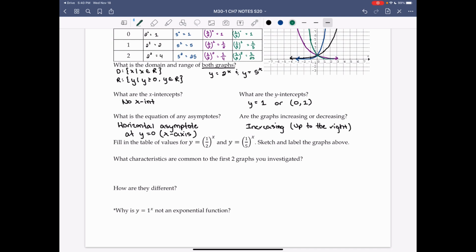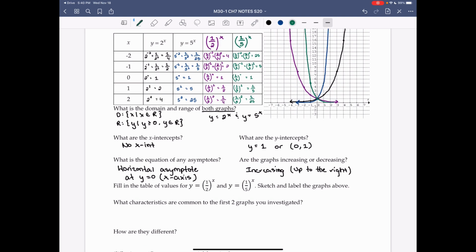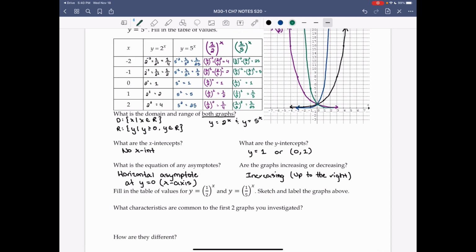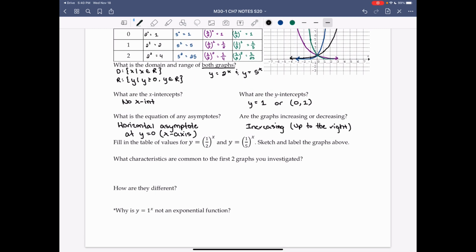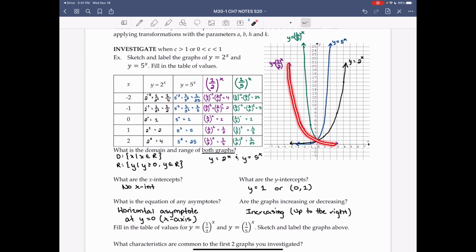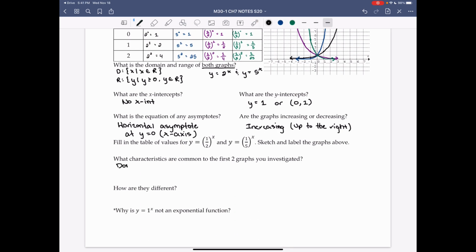What characteristics are common to the first two graphs you investigated? So with the last two, the 1 over 2 to the power of x and 1 over 5 to the power of x, what in those graphs is the same as 2 to the power of x and 5 to the power of x? If we look at the domain and range, the domain and range of 1/2 to the power of x and 1/5 to the power of x continue going forever left and forever right. So domain is x ∈ R, and the range is y is greater than 0. So we can say that those are the same. Domain and range are the same as our first two graphs.